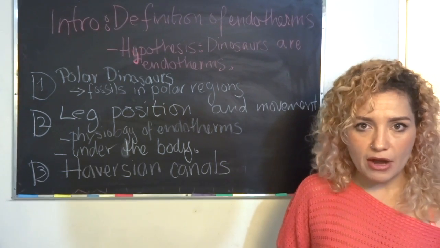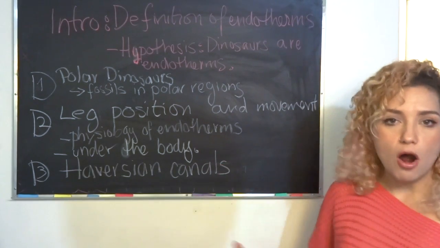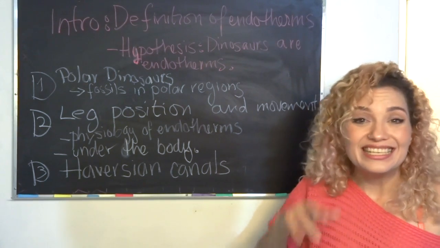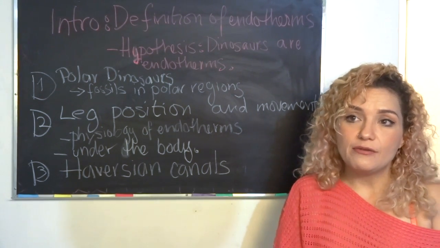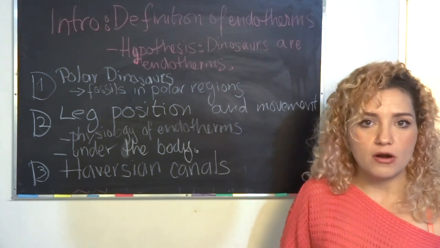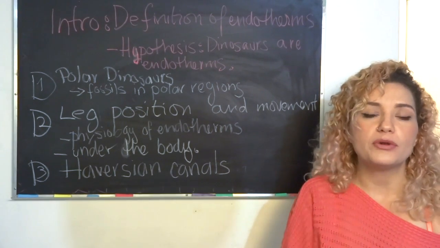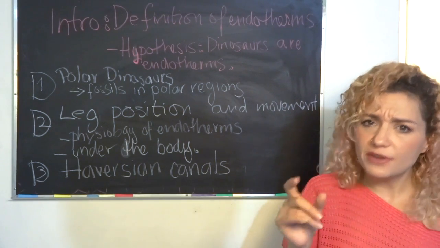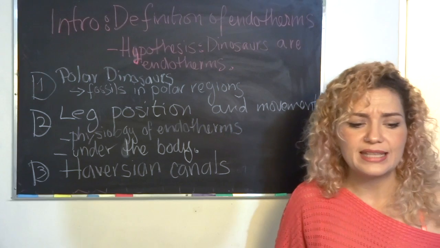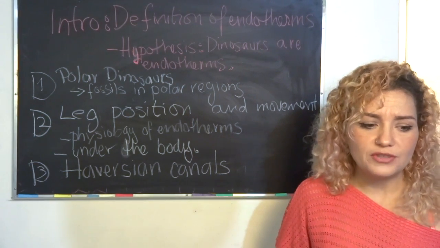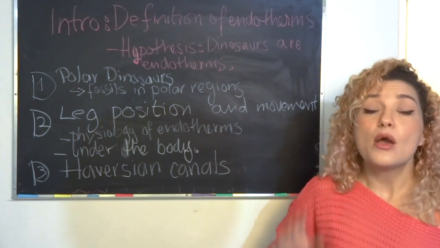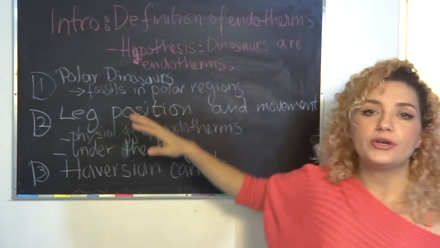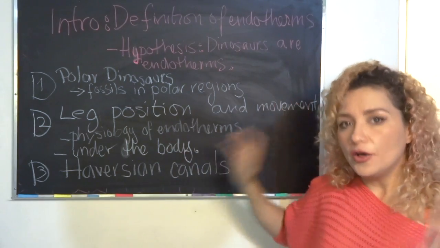The last paragraph explains what Haversian canals are. Haversian canals are canals inside of each bone that allow blood vessels such as veins and arteries to pass through the bone. And this characteristic is only of endotherms. There's a specific part in this paragraph that says that fossilized bones of dinosaurs are usually dense with Haversian canals. So these three points are what are supposed to be in your notes.